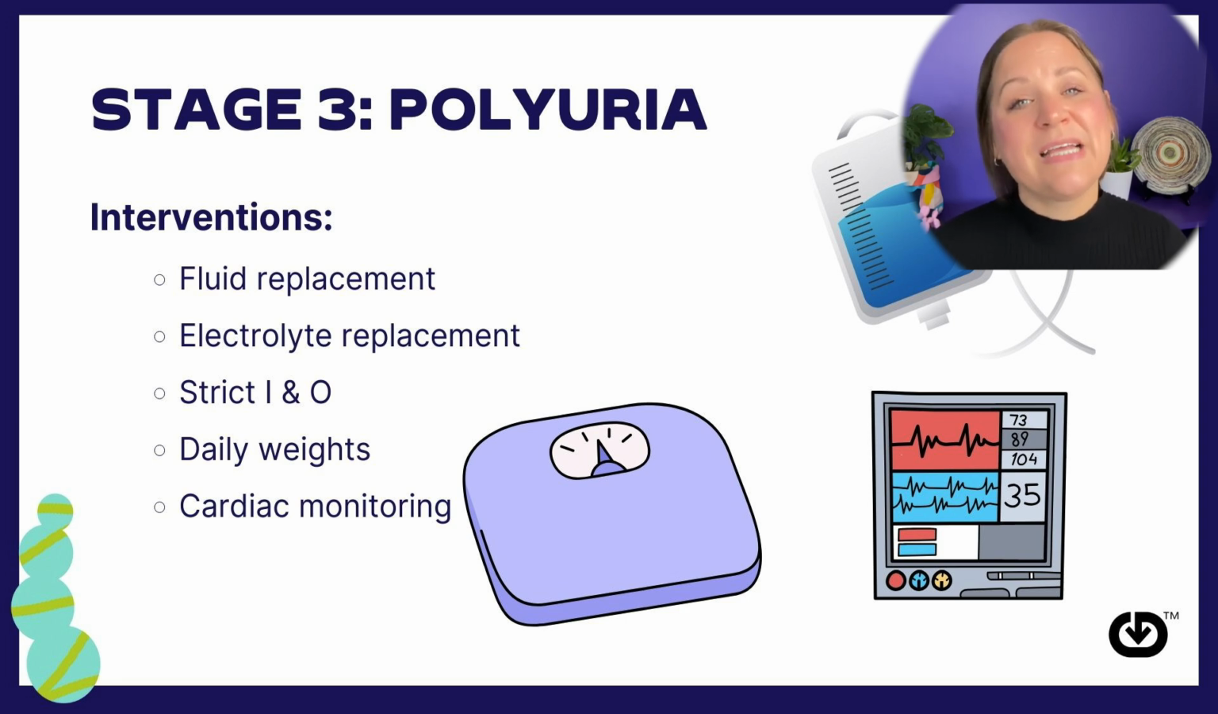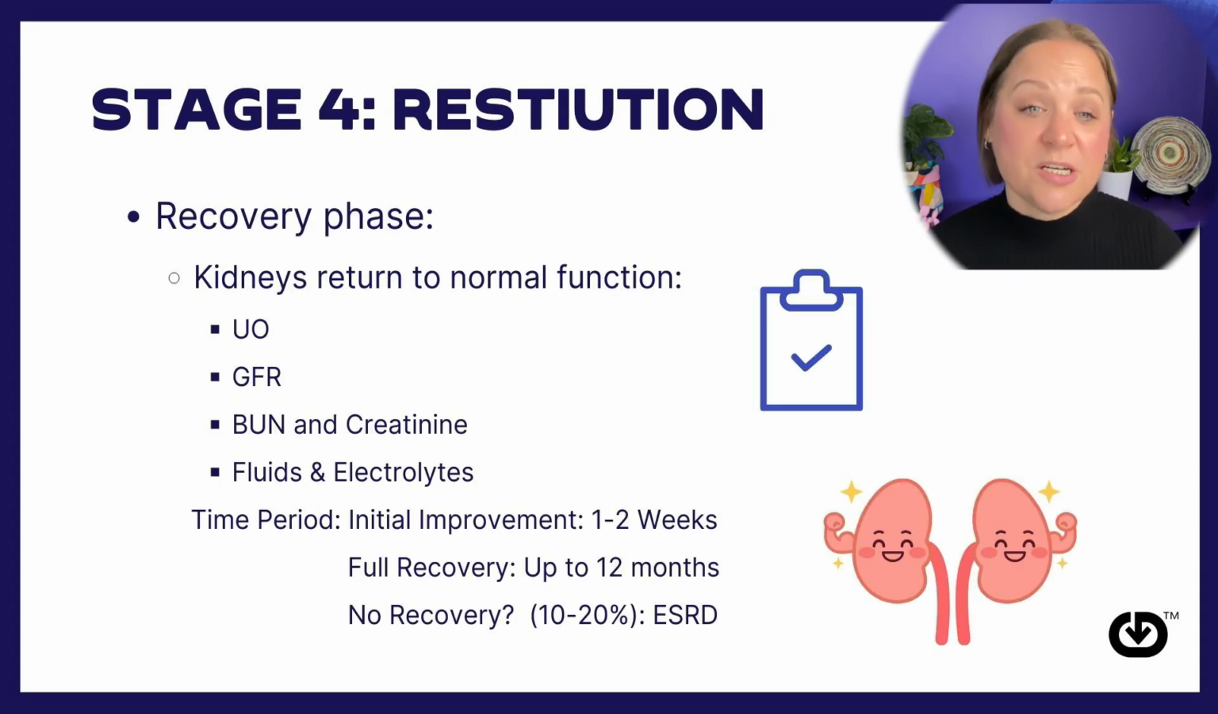And finally, stage 4, restitution, also known as recovery. This is when the kidneys return to normal, so the urine output, the GFR, BUN and creatinine, fluid and electrolytes all start to normalize. Now, the time period will vary. The initial improvement we'll start to see in 1 to 2 weeks. Full recovery, however, can take up to 12 months. And unfortunately, 10 to 20% of patients with AKI will not experience recovery and will go into end-stage renal disease.